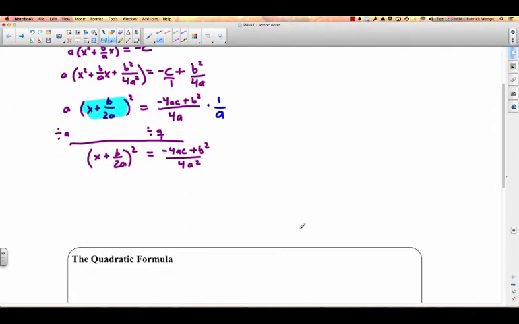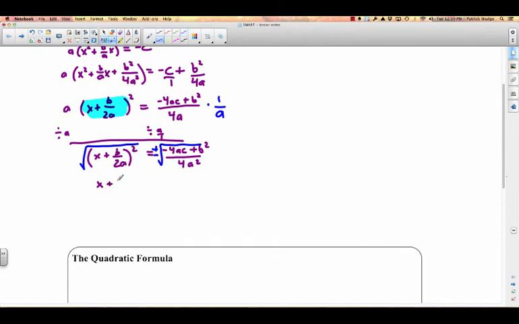Okay, we've managed to isolate the squared part. It's time to take the square root of both sides. Aren't you loving this? Don't forget to put plus minus on this one. So if we take the square root of this side, we get x plus b over 2a. And if we take the square root of this, we could take the square root of the top and the square root of the bottom. Well, the square root of the top doesn't work out too well, so let's just leave it as plus or minus the square root of negative 4ac plus b squared. But the bottom you can take the square root of. The square root of 4a squared is 2a.